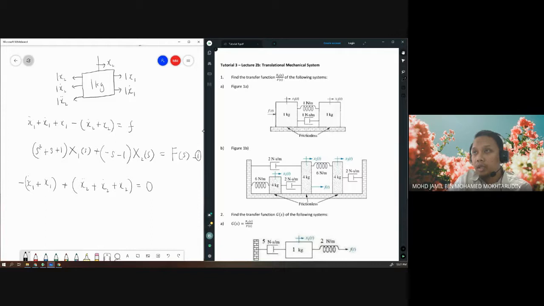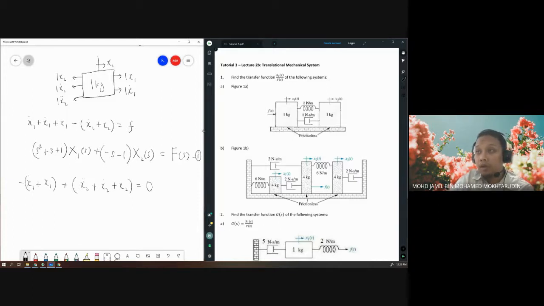So when I write the equation, I prefer to arrange them x1 first and then x2. But for your case, you can write in whatever order you want, as long as you understand your answer. Okay, so I prefer to arrange x1 first followed by x2, because later it's easier for me to arrange them in matrix.